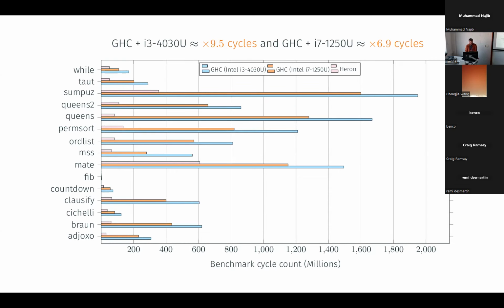So on average then, compared to the older i3, we've got nearly 10 times fewer cycles for Heron, and the i7 needs about 7 times more cycles. Interesting to note the difference between the i3 and the i7 there, although they're using the same instruction set. That will just be effects of their pipelining strategies and branch prediction and all of the complex stuff you have to throw at the graph reduction problem if you're using a really deeply pipelined architecture. So we've just kind of sidestepped that by not bothering.